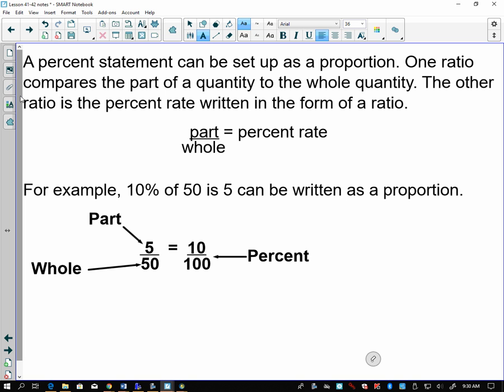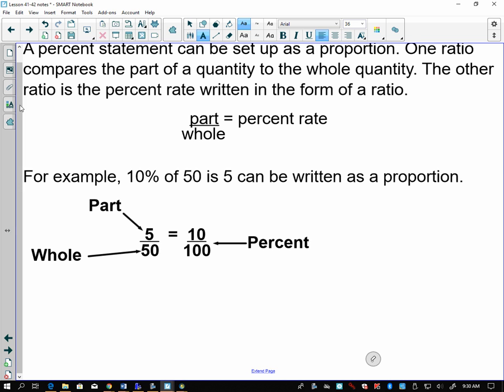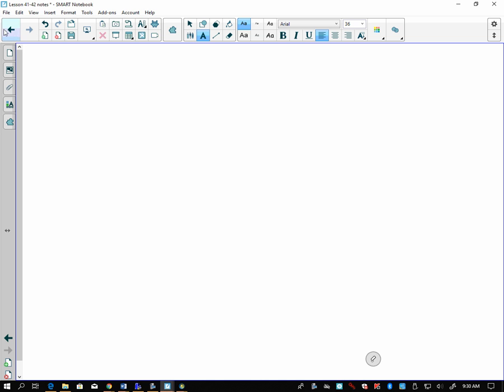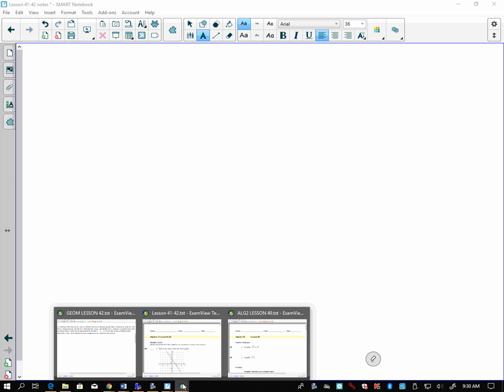10%, that percent is going to be written over 100. Of 50. 50 is my whole. I'm comparing it to the 100. So the part that I'm looking for would be 5. If I want to know what is 10% of 50, I can set it up as a proportion. Does that make sense? Do I go too fast for anybody? It's just confusing. Some of you have got it, some of you maybe not. All right, so let's do this.